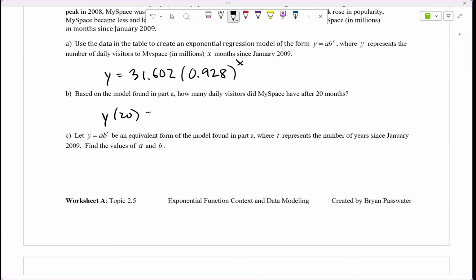So I have that 20 is approximately 7.11 million users. It didn't drop off that much. It's still in the millions.